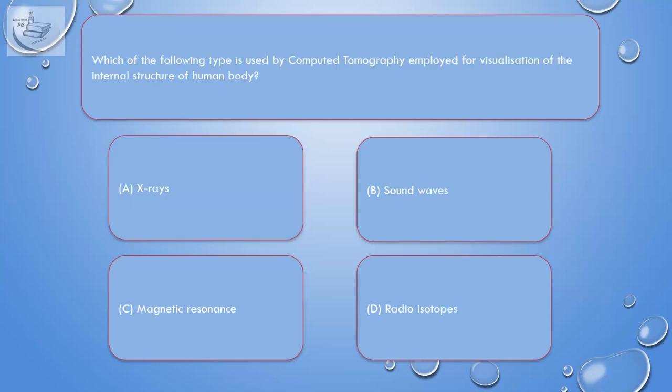Question: which of the following type is used by computed tomography employed for visualization of the internal structure of human body? A. X-rays. B. sound waves. C. Magnetic resonance. D. Radioisotopes. Correct answer is A. X-rays.